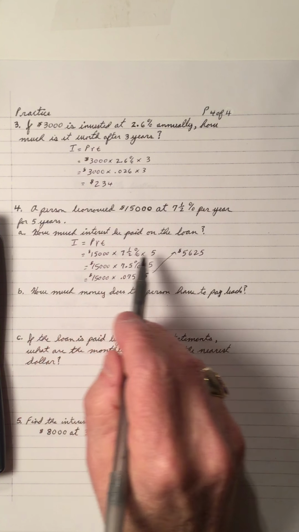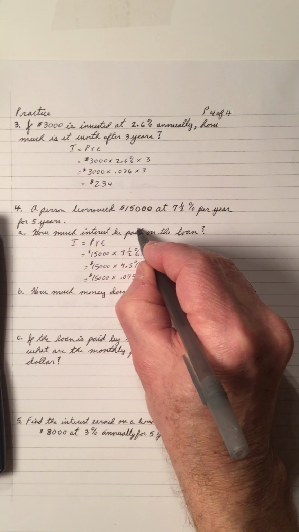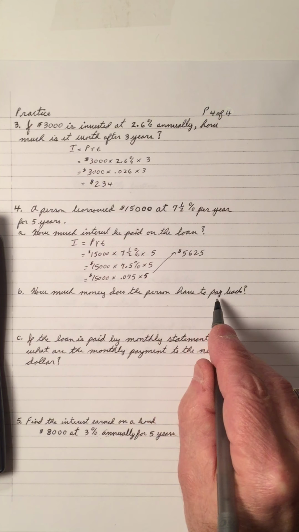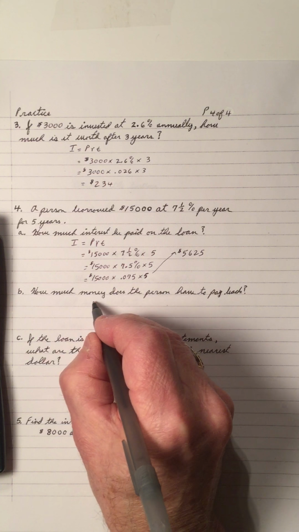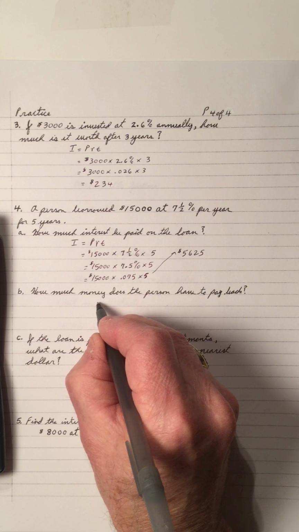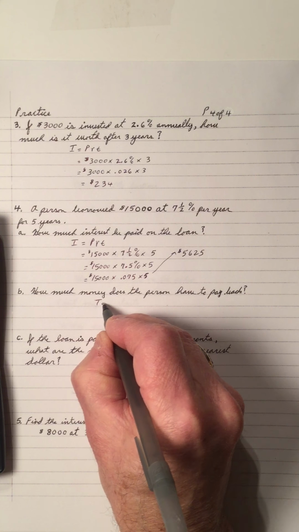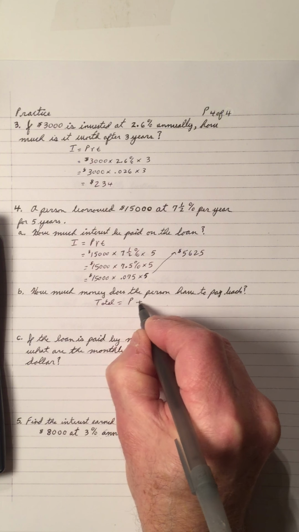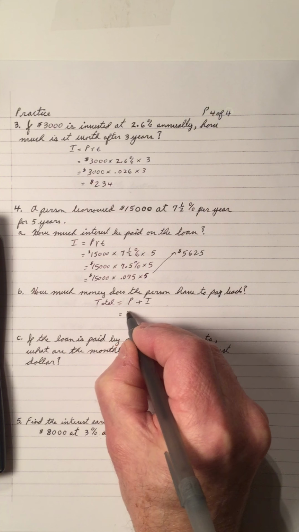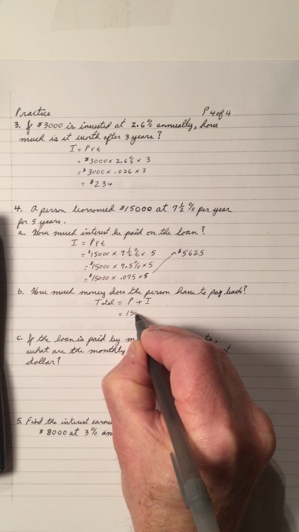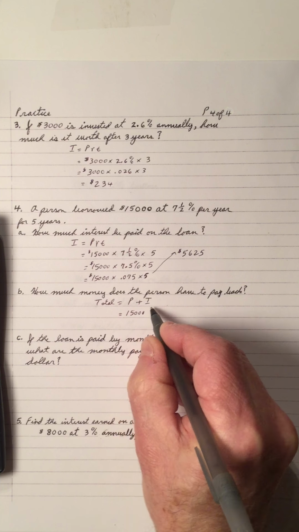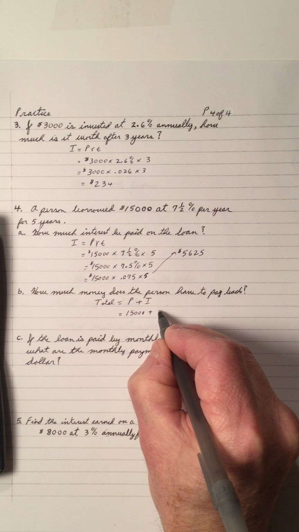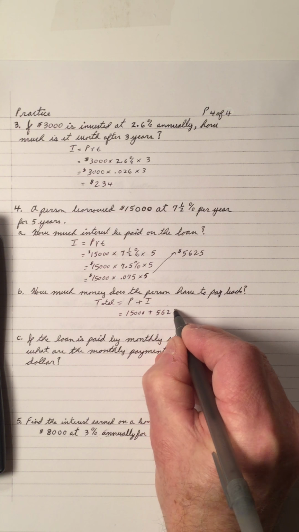So if you made this amount of interest in that period of time for 5 years, then we want to know how much money does the person have to pay back? Well, the total amount to pay back would be the principal plus the interest. So the principal is 15,000, and you're going to add on the interest, which is 5,625.